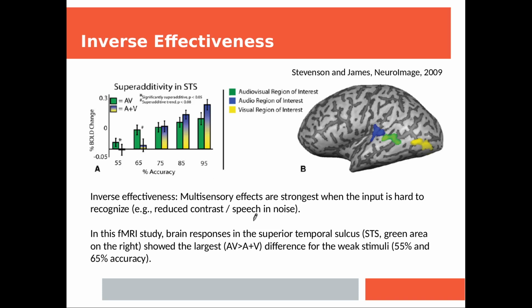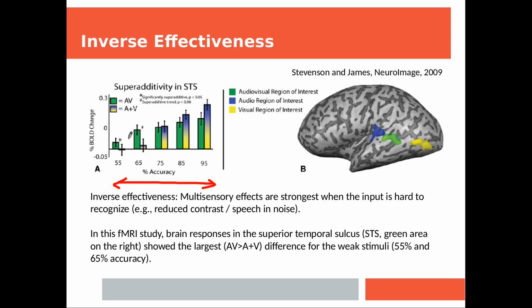Here's an example from a study looking at STS, which is the superior temporal sulcus. Sulcus between the temporal lobe, on the top of the temporal lobe. And basically, they looked at the difference of the multisensory versus the unimodal stimuli as you made the stimuli more or less weak and changed the accuracy.